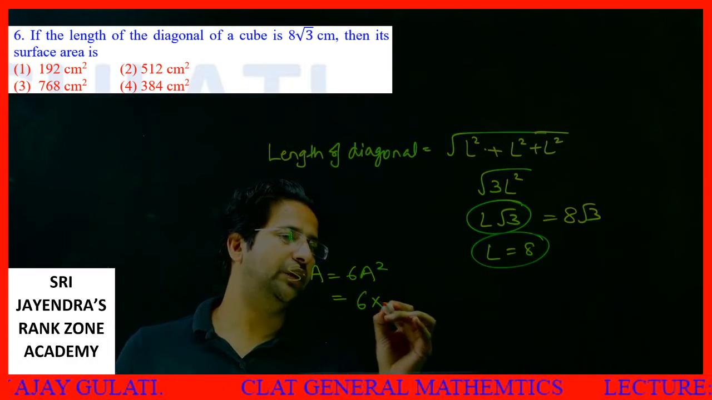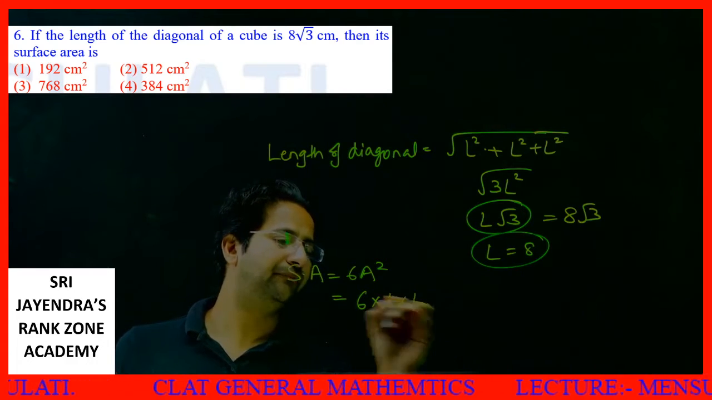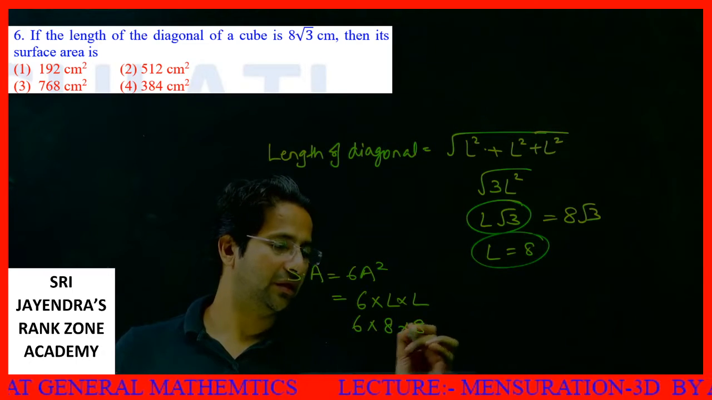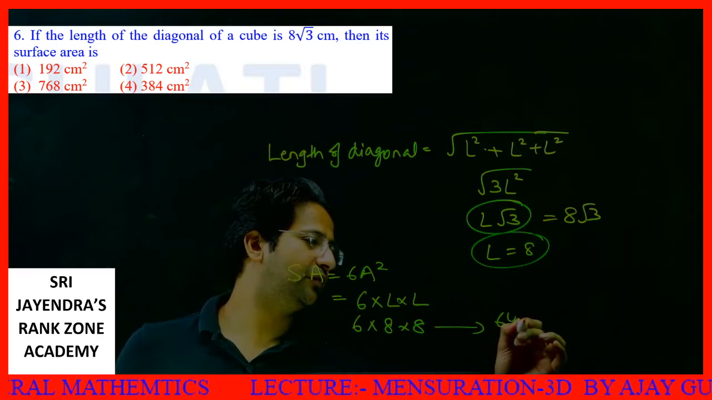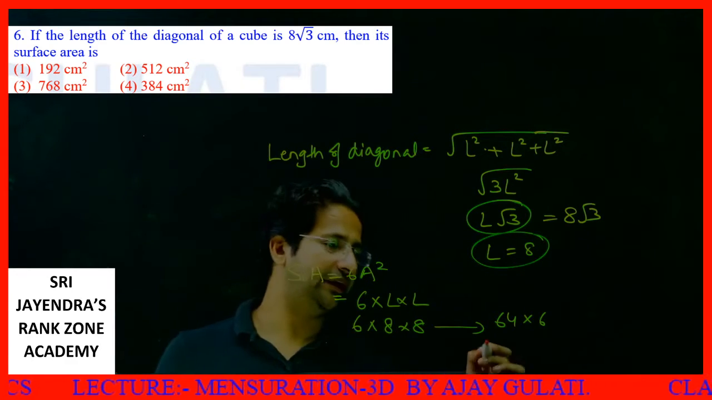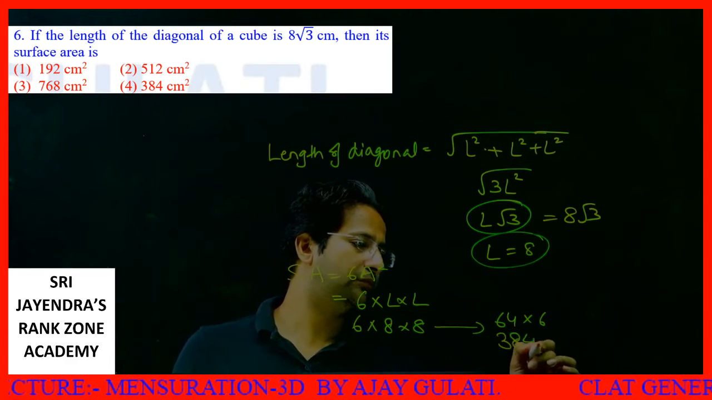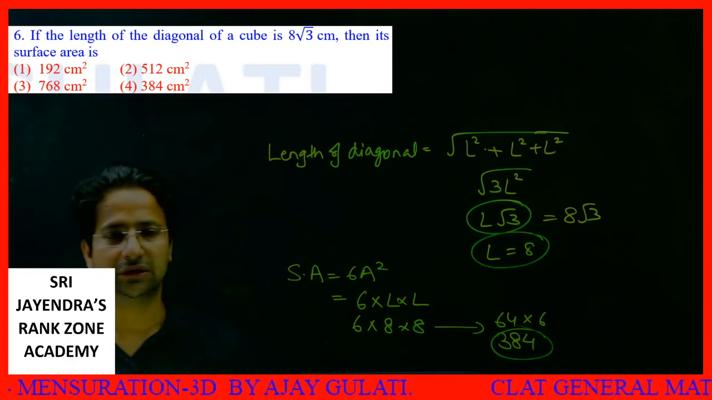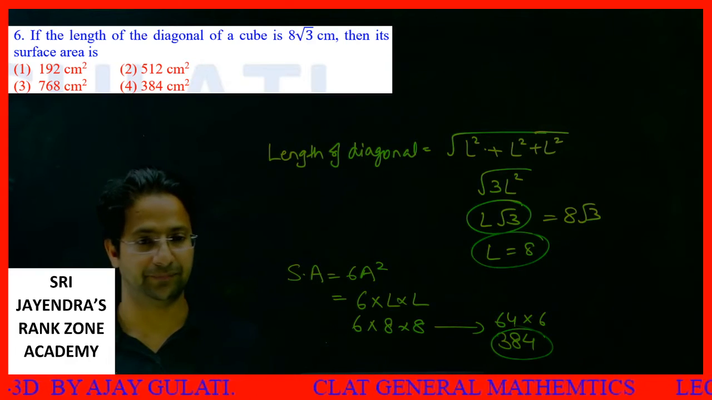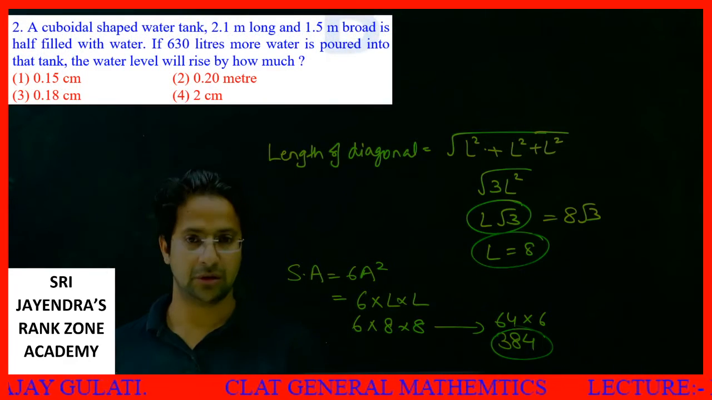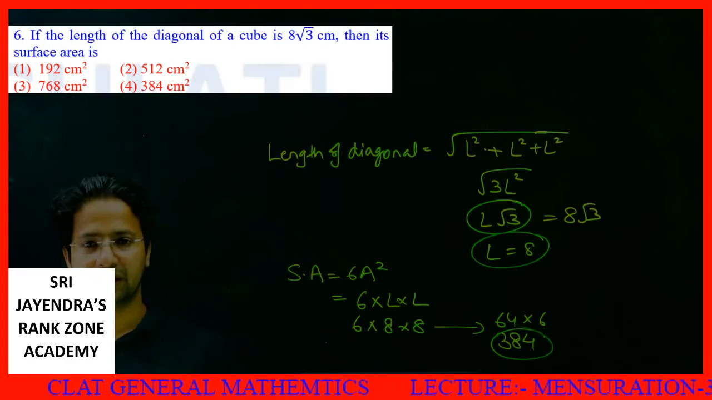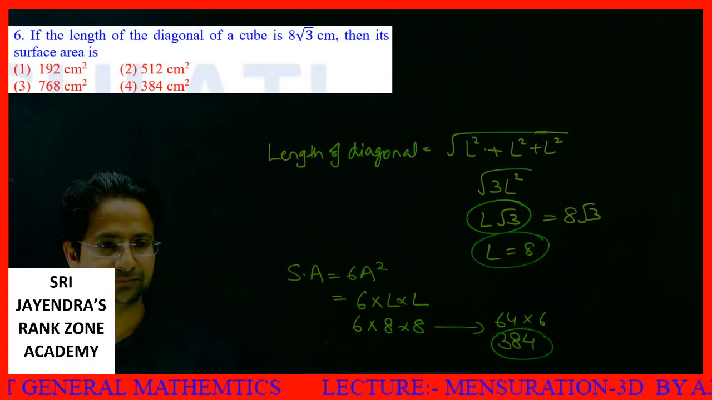So 6 into a square. A square is L into L. Okay, 6 into what is L? 8 into 8, I can say 64 into 6. 60 into 6 is 360, 4 into 6 is 24. 360 plus 24 is 384. You've got the answer. Let's check the next question, dear students. So far we have done okay, no problems. I'll continue with more questions.